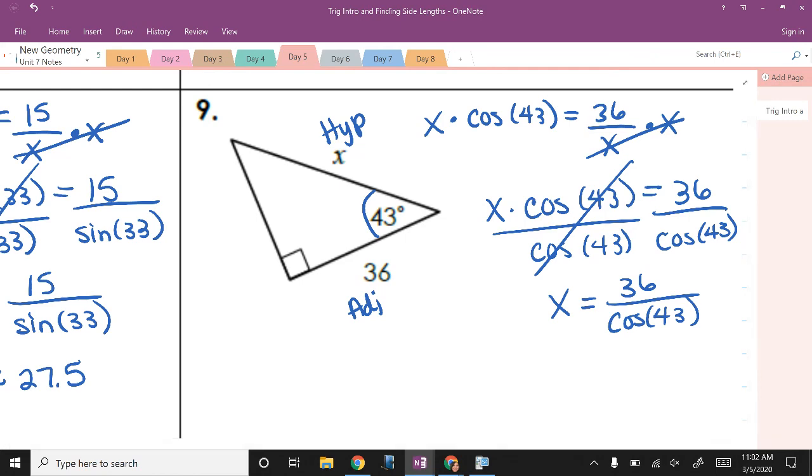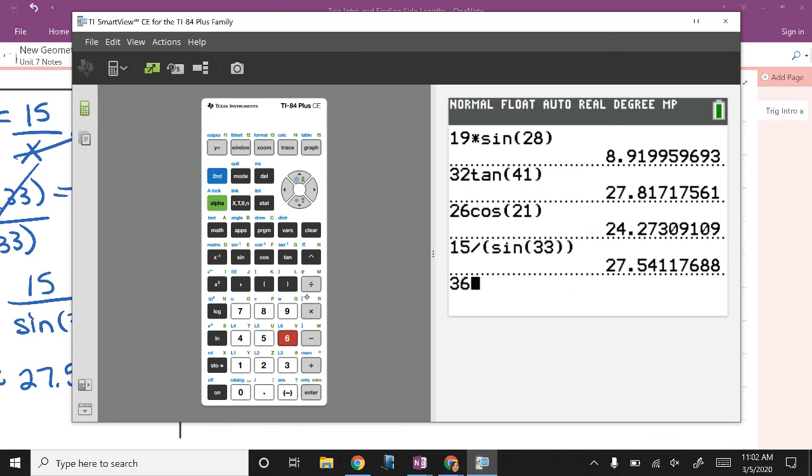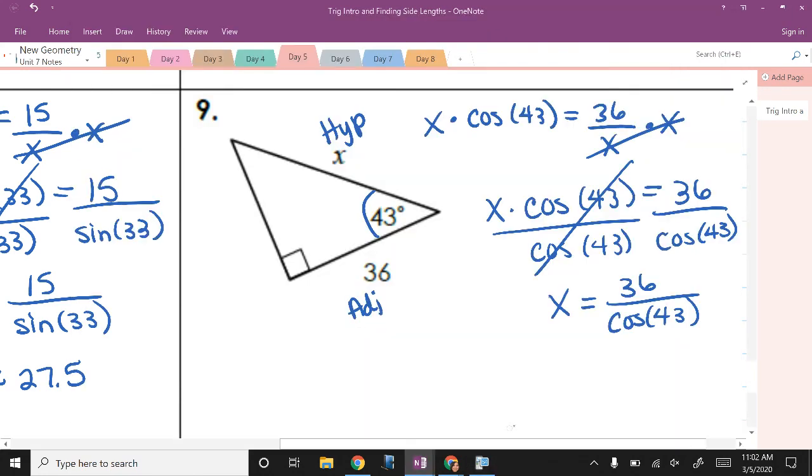So in our calculator, we're going to say 36 divided by parentheses cosine 43. And I close it double. Hit enter. Getting about 49.2. Did y'all get that? 49.2. And that's supposed to be the hypotenuse again. Is that longer than the other side? Very good. So any questions on those?